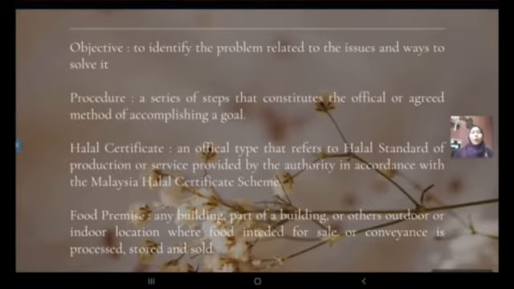Let me tell you the meaning of procedure, Halal certification, and food premise. Procedure is a series of steps that constitute the official or agreed method of accomplishing a goal. Halal certification is an official document that refers to the halal standard of production or service provided by the authority in accordance with the Malaysian Halal certification scheme. Food premise is any building, part of building, or other outdoor or indoor location where food intended for sale or convenience is processed, stored, and sold.